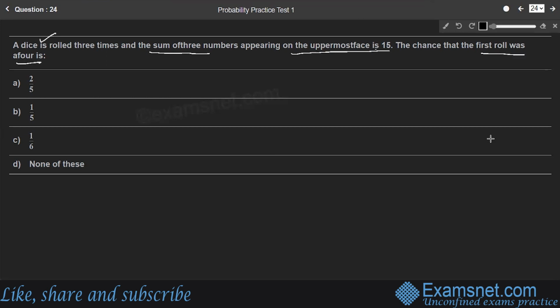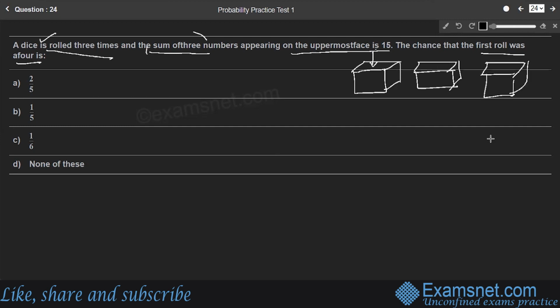So here students, when a dice is rolled, we'll get a number on the topmost face, right? So if the dice is rolled 3 times, you'll get 3 numbers. We may get 3 different numbers or the same numbers, right? Such that the sum of the 3 numbers on the topmost face is equal to 15, right? So here the probability that the first roll was a 4 is.